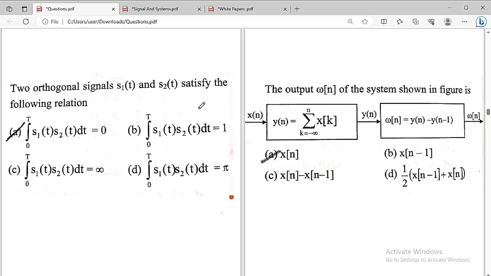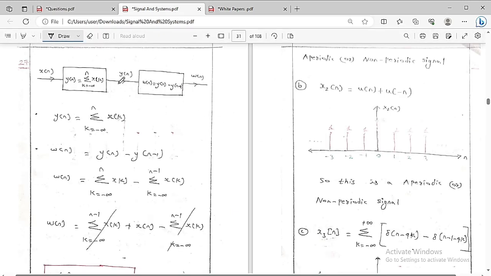So let's solve this numerical. This is the same figure I have drawn. This is the first block and this is the second block. For the first block, the input is x of n and the output is y of n. For the second block, the input is y of n and the output is omega of n. For the first block, y of n is equal to sigma k equals minus m to n x of k. And for the second block, omega of n is equal to y of n minus y of n minus 1. So now we have to write omega of n in terms of x of n.